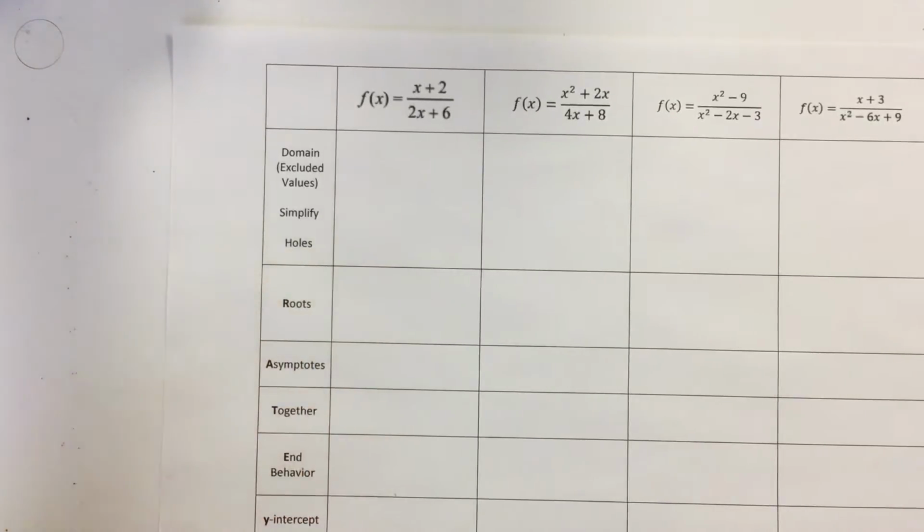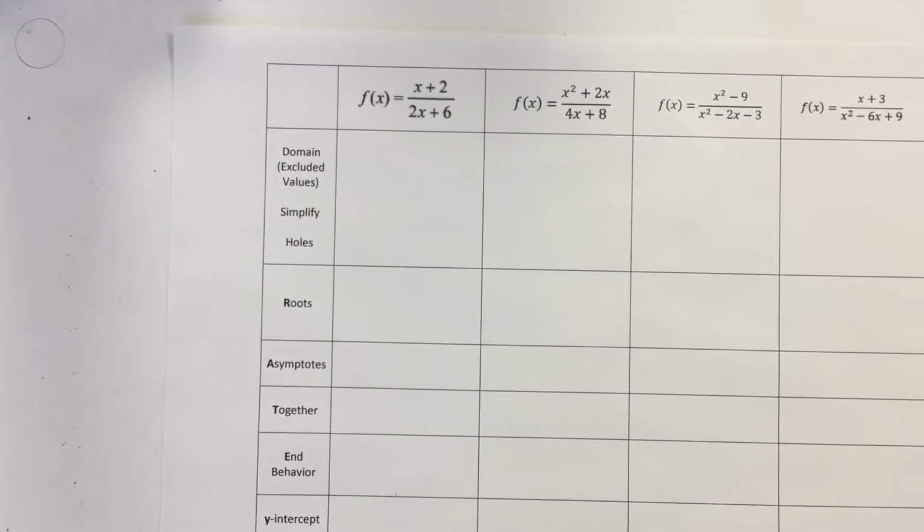So please pay attention because this is where it gets important. If at any point you have questions, ask. Don't hesitate. So these are the steps you're going to take to solving these. The first thing you're going to do is find the excluded values.